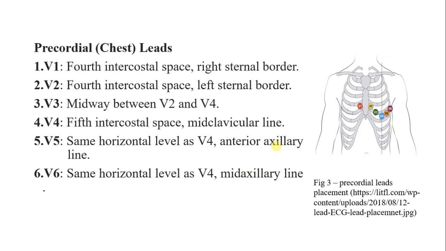Next are the precordial chest leads. V1 is placed in the fourth intercostal space, right sternal border. V2 is in the fourth intercostal space, left sternal border. V4 is present on the fifth intercostal space, mid clavicular line. V3 is present midway between V2 and V4. Then V5 is placed at the same horizontal level as V4, in the anterior axillary line. V6 is at the same horizontal level as V4, but in the mid axillary line.